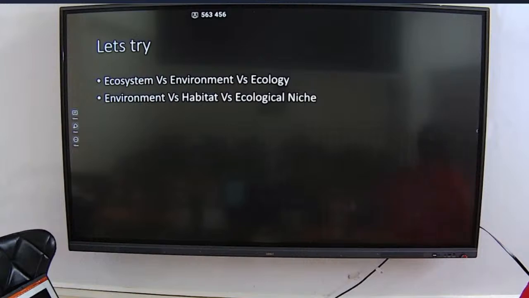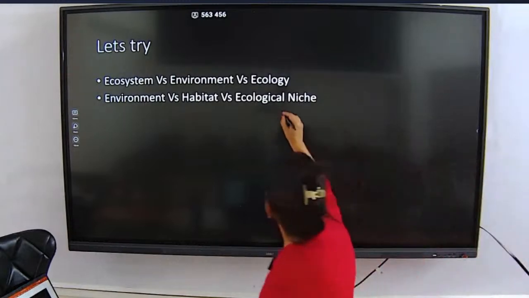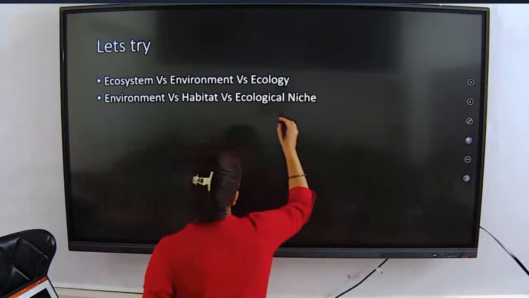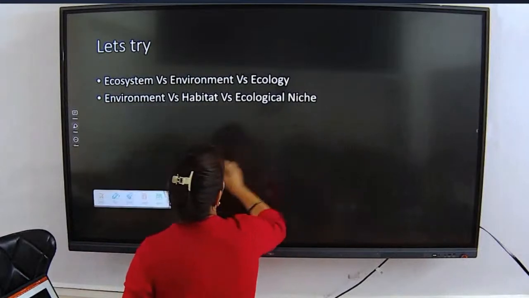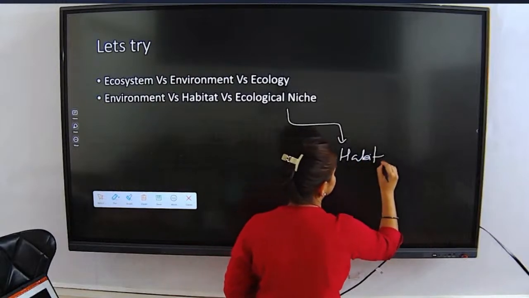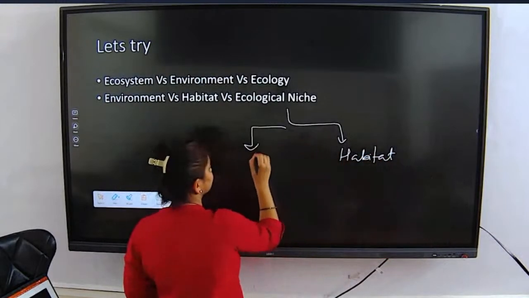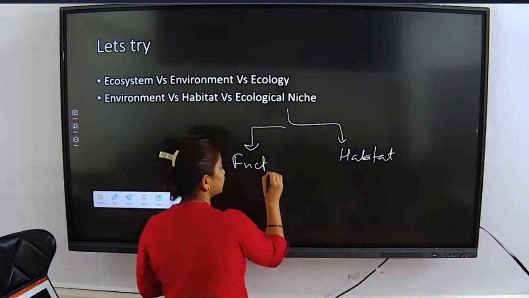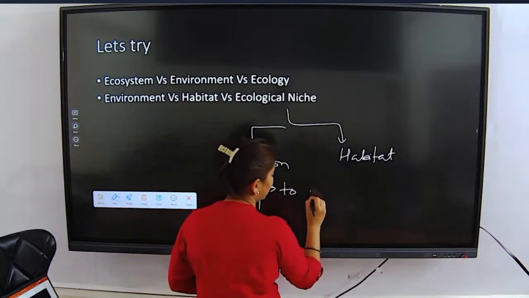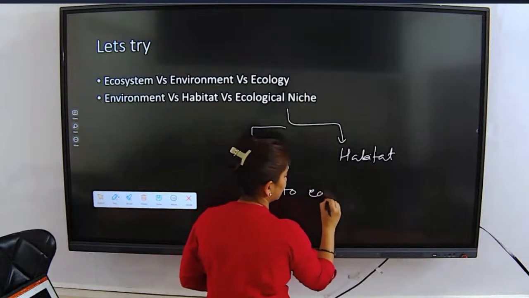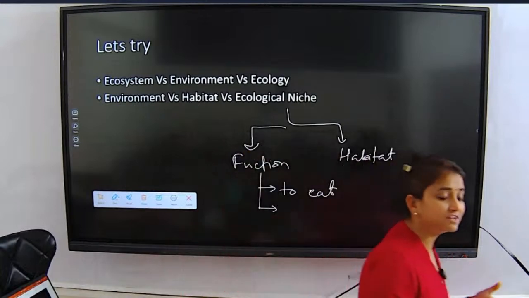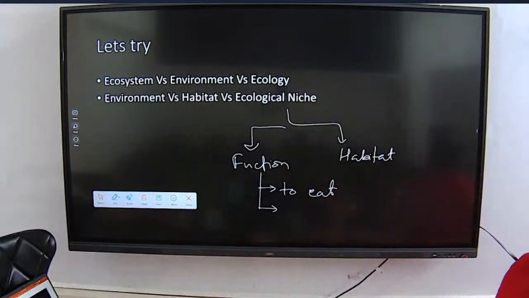Okay, so ecological niche, I am saying, consists of two parts. One is habitat and the other one is function. Within function, one function is to eat or nurture. There are other functions to reproduce, right? So the other functions we did not cater to in the food chain part.